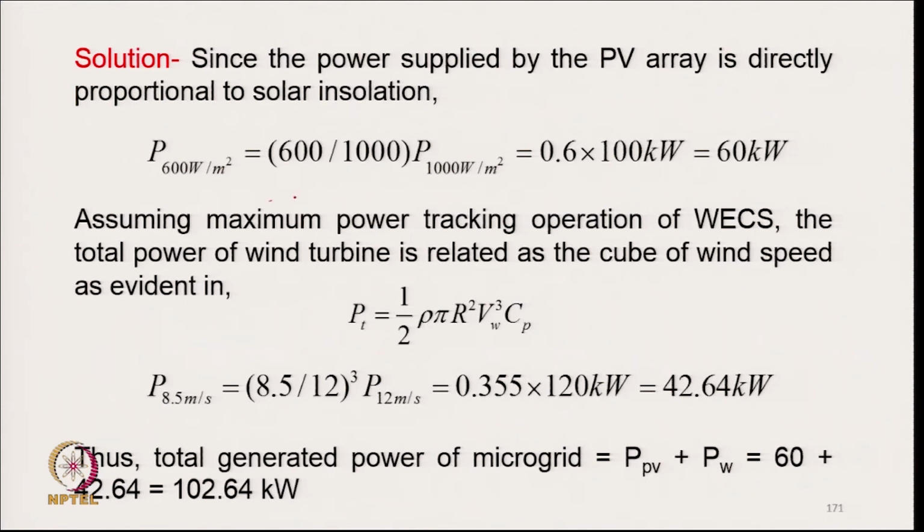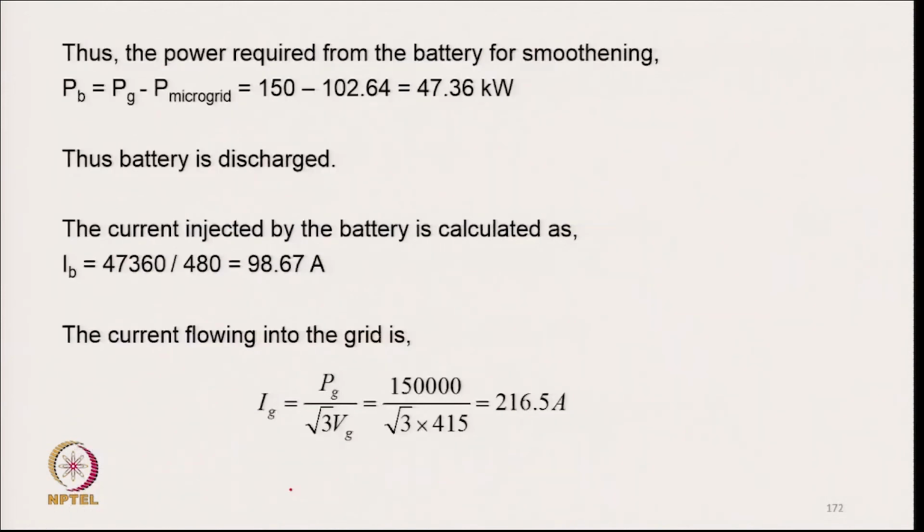So, the solar generation corresponding to 600 watt per meter square comes to 60 kilowatt, and from wind, the maximum power for 8.5 meter per second is 42.64. So, the net total power generated from wind and solar comes to 102.64 kilowatt. Then we can find the battery power from the power generated minus the power of the grid, the microgrid. So, it comes to 47.36 and the battery is discharged. The battery current we can find from the battery power divided by the battery voltage. So, it comes to 98.67, and the current flowing to the grid we can find from the grid power divided by root 3 times the line voltage. It comes to 16.5 ampere.